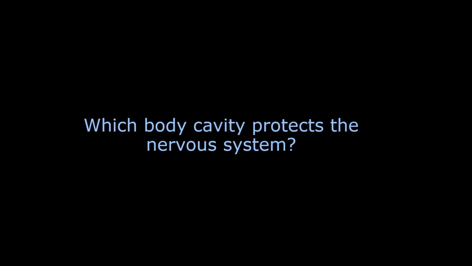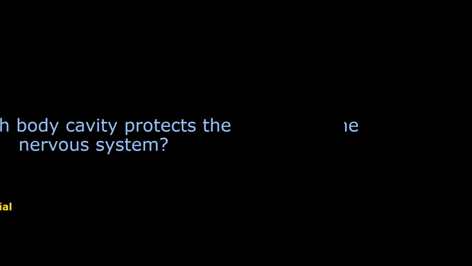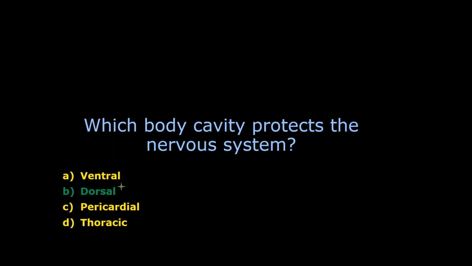Which body cavity protects the nervous system? Okay, well, the nervous system is the brain and the spinal cord, and I know the body cavity that protects it is the cranial and vertebral cavities, which are the dorsal cavity. So dorsal's got to be the only answer here. Ventral, no. Dorsal, yes. Pericardial, no way. And thoracic doesn't make any sense either. So ventral, sorry, dorsal protects the nervous system. B is our answer. There we go. Got it.